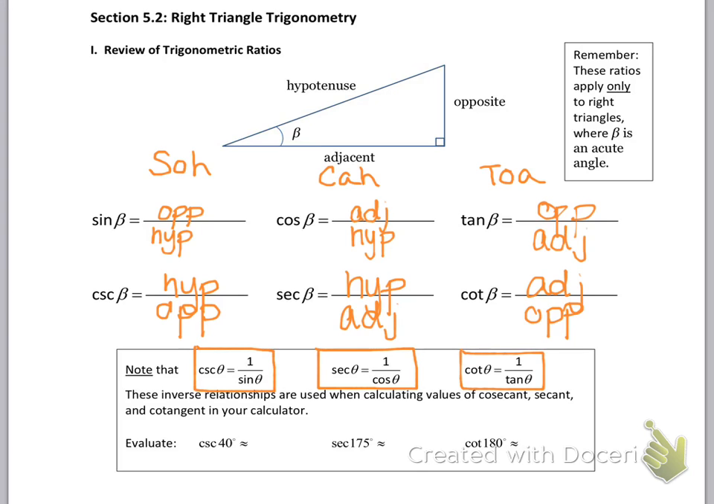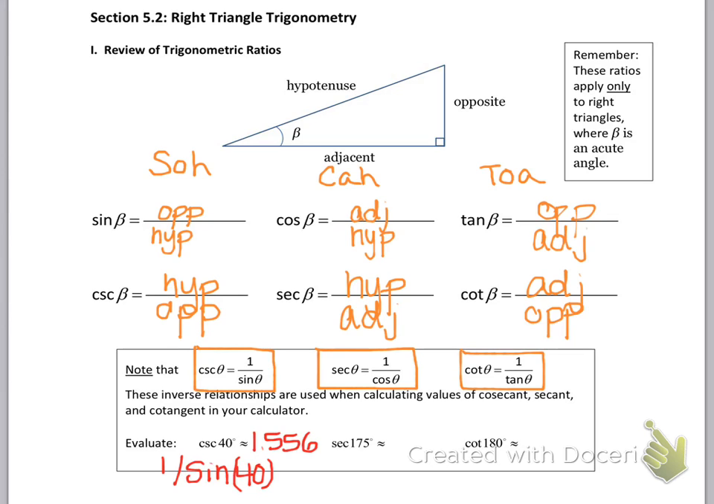Now, when you evaluate these down here at the bottom, make sure your calculator is in degree mode. If you don't know where that is, you hit mode, and then you go down where it says radian and degree, and you need to be in degree mode. Okay, so the cosecant of 40 degrees in your calculator, you're literally going to do 1 divided by sine of 40. And hit enter, and you get about 1.556.